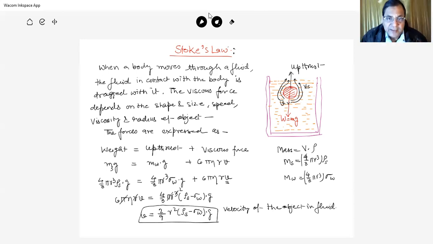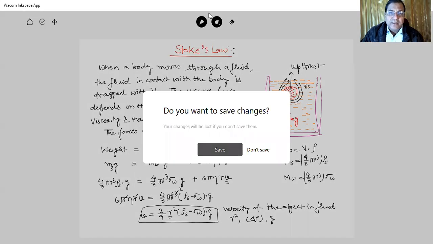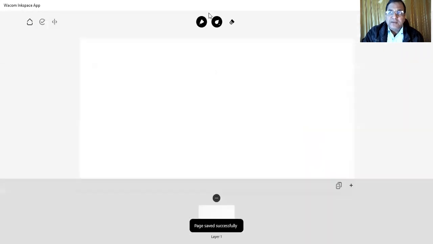So what we find is v is proportional to r square, the difference of the densities, and g, the acceleration due to gravity. These are the three parameters. If there is a change in the planets, that is Earth, Mars, Moon, Jupiter, then we can have this kind of variation.